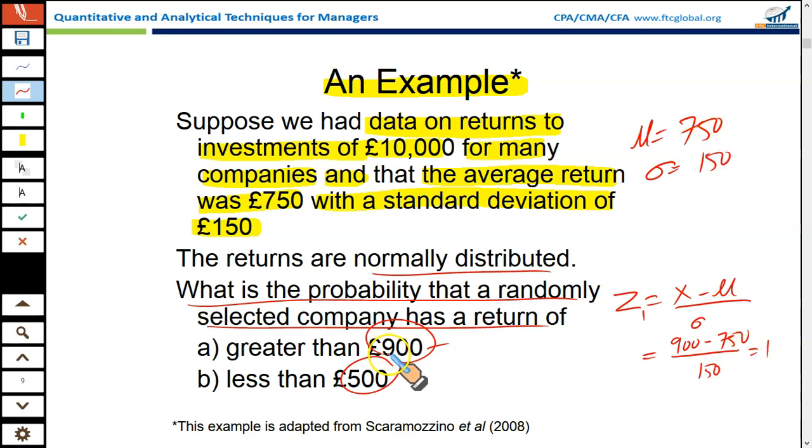So this 900 pounds in the normal distribution represents a standard normal distribution score of 1. So Z1 is 1. And the second part says less than 500. For this, you apply the same formula, your Z2: 500 minus 750 divided by the standard deviation, 150. If you simplify, it gives you negative 1.67. So now, what we have done is converted these numbers from the normal distribution to a standard normal distribution of scores 1 and negative 1.67. How it is solved, let me show you.